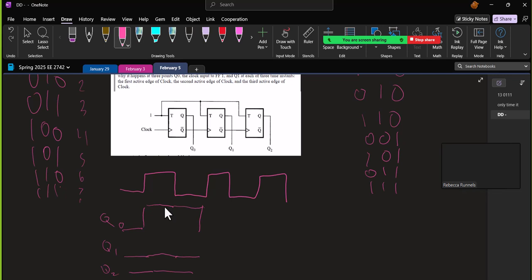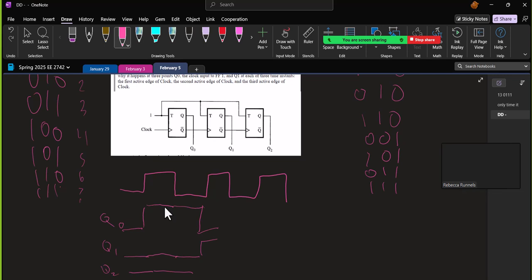Now, Q1, its clock is Q0 bar. Q0 just went from 0 to 1, so Q0 bar, the opposite of what Q0 did, went from 1 to 0. Wait, no: Q0 went from 1 to 0, so Q0 bar went from 0 to 1. So that is a positive edge of the clock for this one. What's it going to do? It'll go to 1.